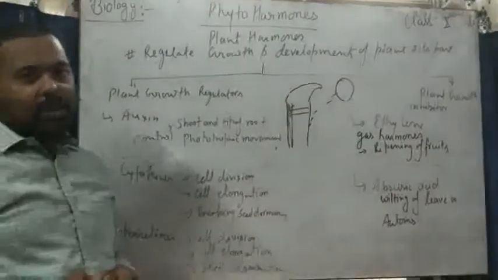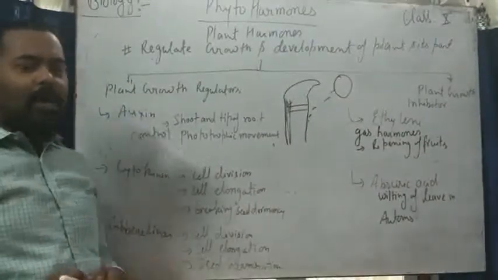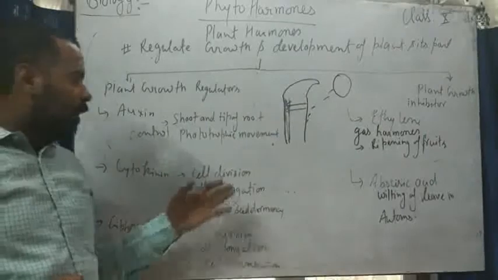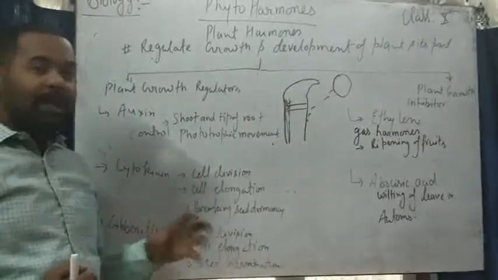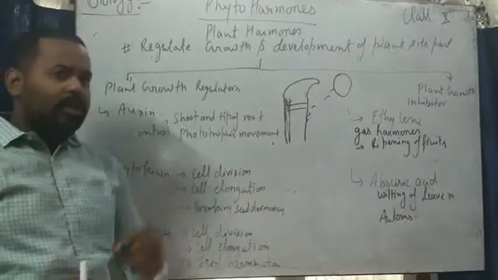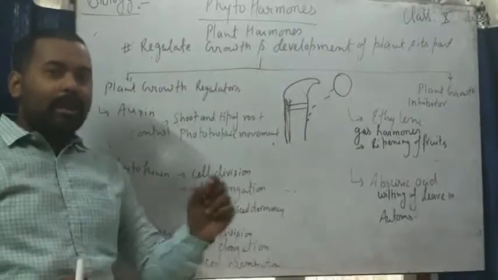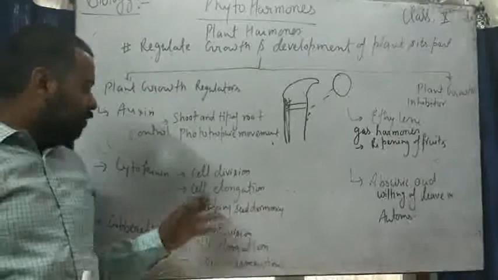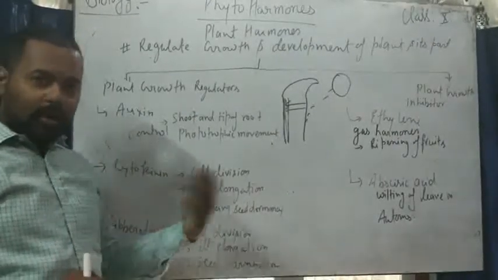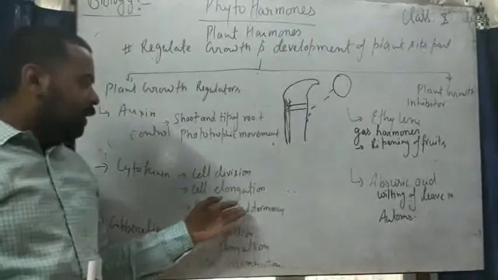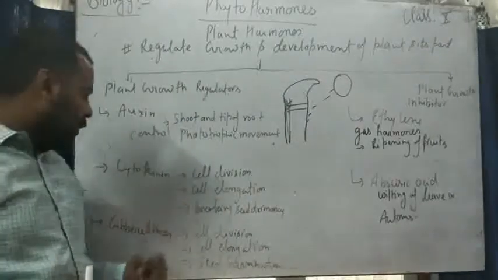Second is cytokinin. Cytokinin is the plant hormone which regulates cell division, cell elongation, and also helps in breaking of dormancy. And what is dormancy? Dormancy means the resting period of the seed. It means when we sprinkle the cytokinin hormone, it breaks the seed dormancy of the particular plant.